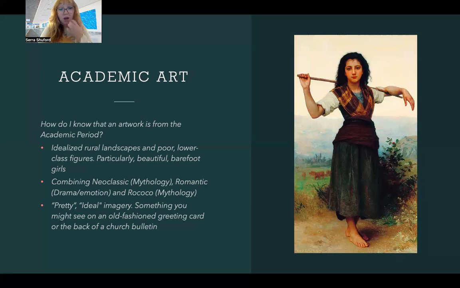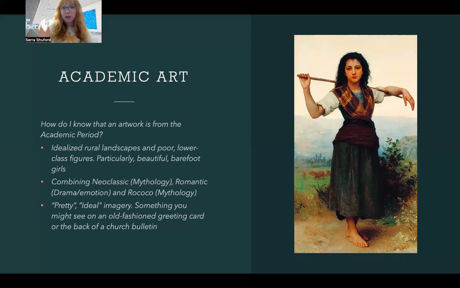This is combining a lot of different content or meanings, such as from the neoclassical artists with the mythology and the stories of the Roman Empire, the Romanticism period with the drama and emotion and exaggeration, or the idolization, and the Rococo as well with the mythology aspects there. We see this as being very pretty, ideal imagery, something you might see on the back of an old-fashioned greeting card or the back of a church bulletin, for example.